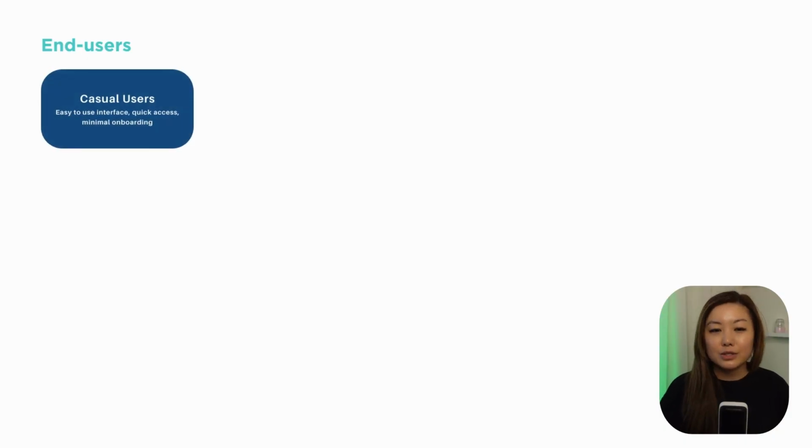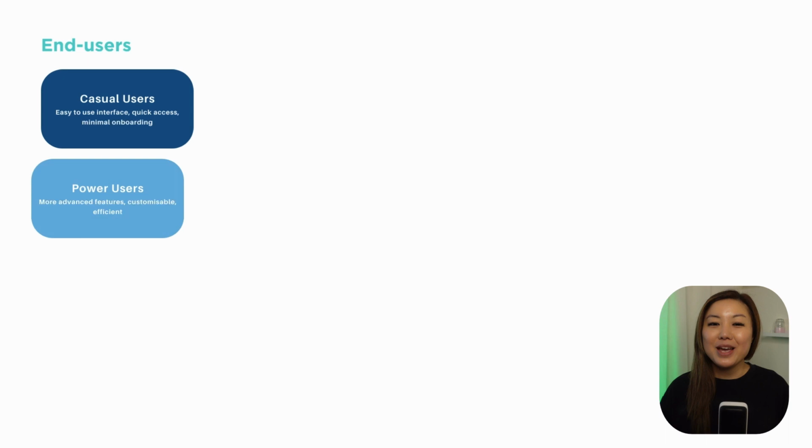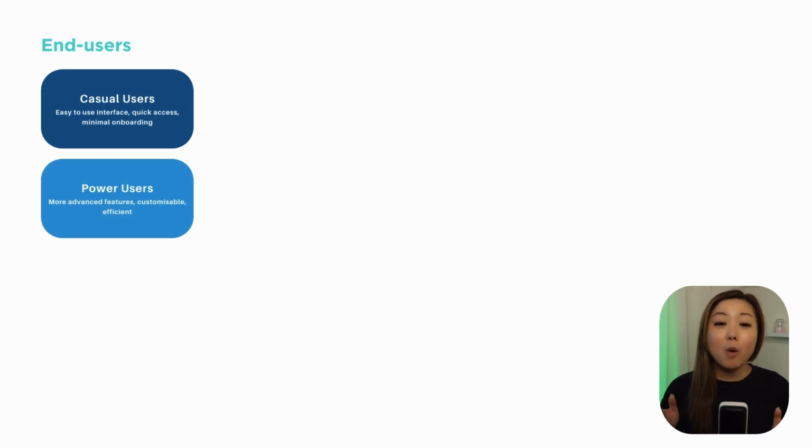First are the casual users, those who use the app sporadically, often for particular tasks or entertainment. For example, users who occasionally play games, use social media, or check the weather. So their needs will be easy-to-use interfaces, quick access to desired features, and minimal onboarding. Then we have the power users, who use apps frequently and extensively, often exploring all available features. Example: professional productivity apps, hardcore gamers, or social media influencers. Their needs are more about advanced features, customizable settings, and effective workflow.